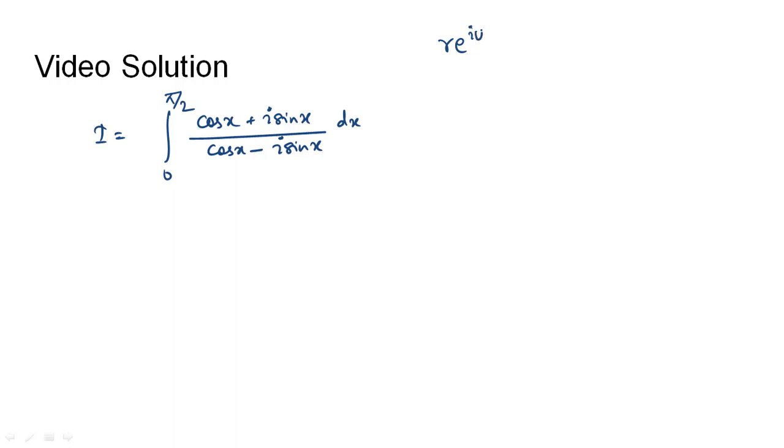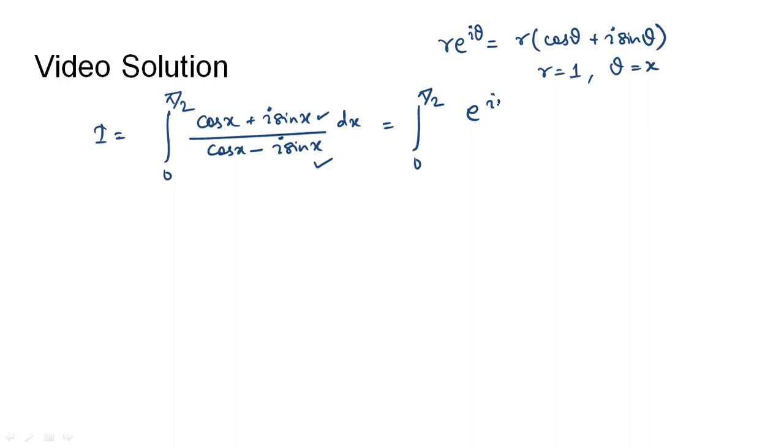So in this question we have been given the integral I as 0 to pi by 2 of cos x plus i sin x divided by cos x minus i sin x dx. So using the concept of the previous slide, we know that r e power i theta is equal to r times cos theta plus i times sin theta. So by comparing this to the numerator and denominator in the integral, we can see that the value of r in this case is 1 and theta is equal to x. So this can be written as 0 to pi by 2 e to the power ix divided by e to the power minus ix dx.